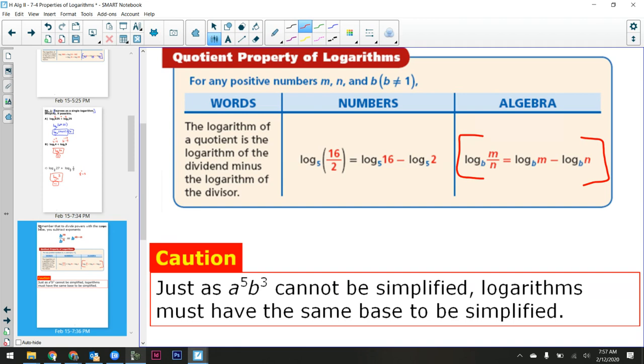Gotta have the same base to be simplified. So log base b of m divided by n is equal to log base b of m minus log base b of n. Division inside the log means subtraction of the logs.